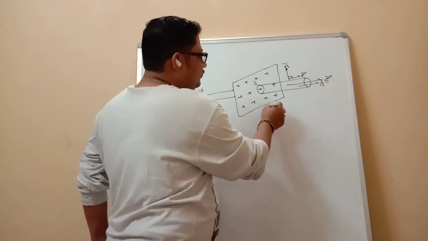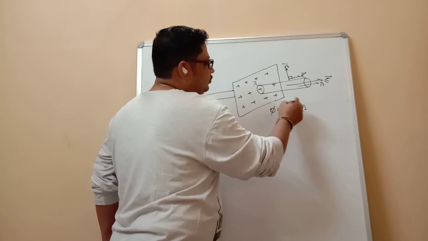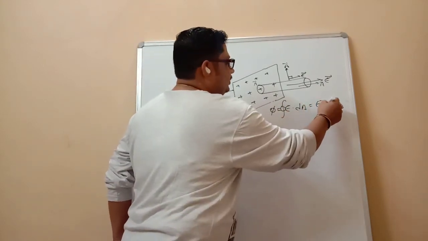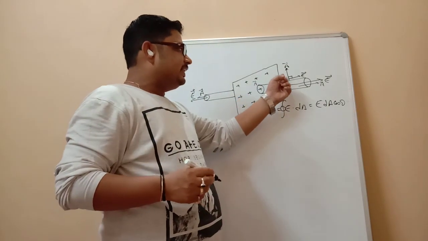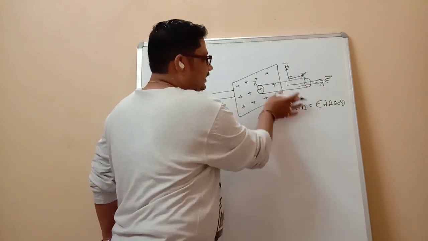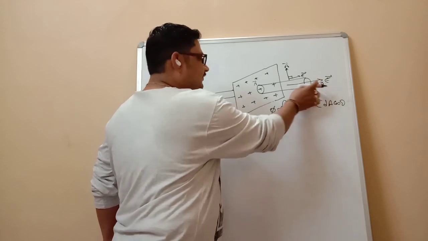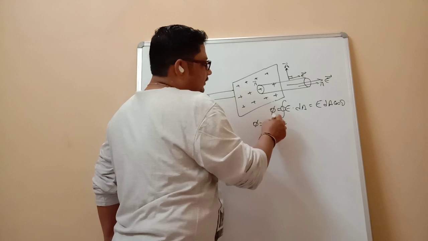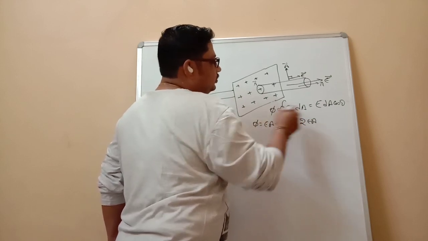So if we talk about the flux, it is the closed integral of E dot dA, that is equal to E dA cos theta. Now for the curved surface, the electric field is normal to the area vector, so the electric flux due to the curved surface will be 0. So electric flux will be due to this surface and this surface. So total flux will be E into A plus E into A. The total flux will be 2EA. This is the total flux.